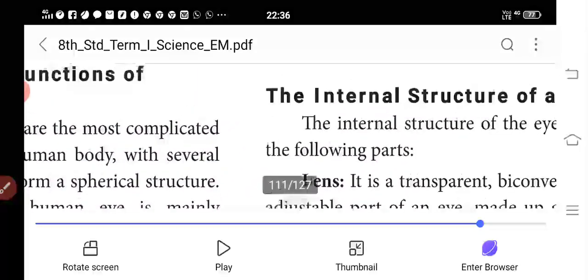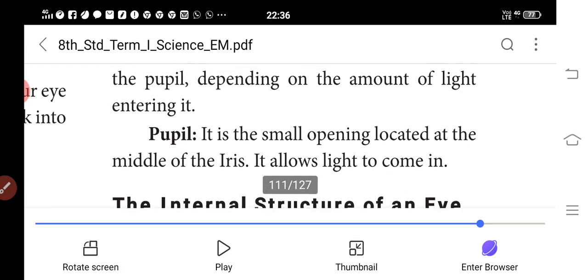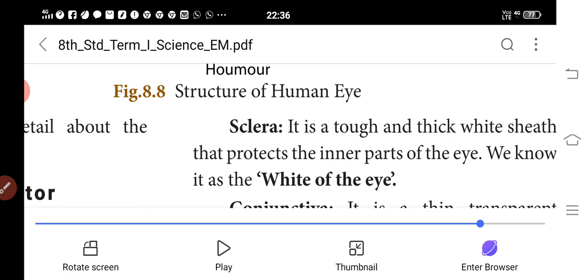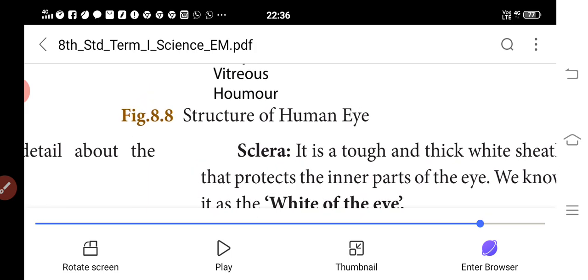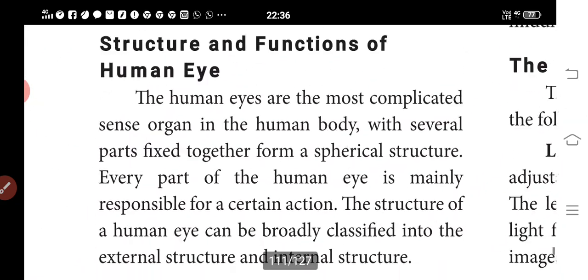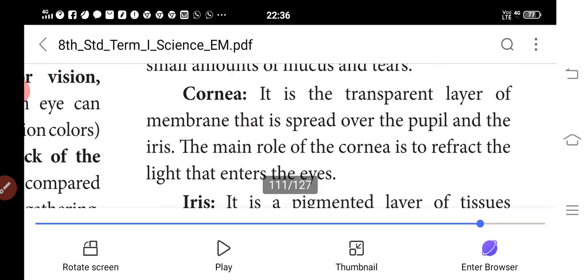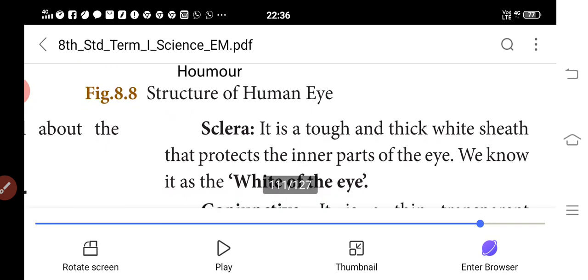So see one by one. First we discuss the external structure. The parts of the eye that are visible externally comprise the external structure. So what is the external structure? First one is the sclera.